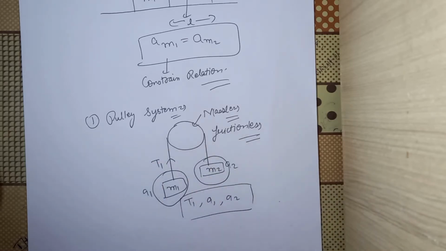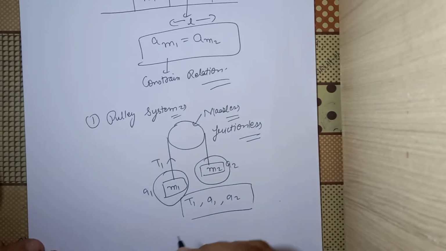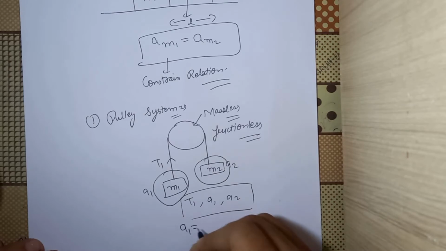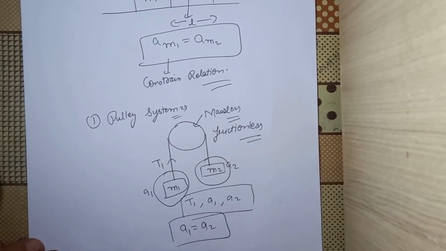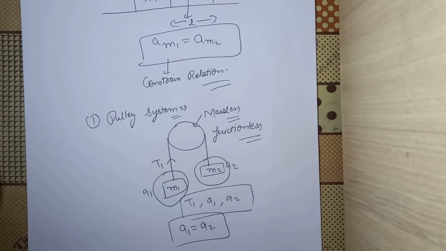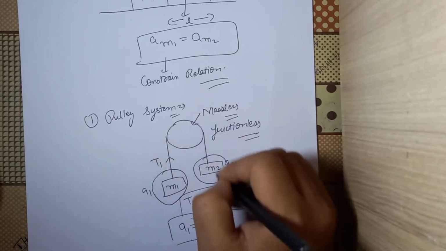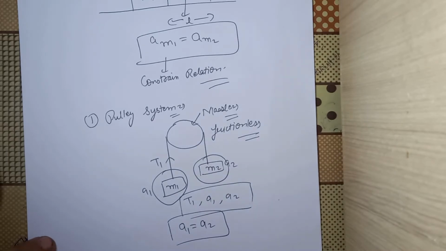So in this very simple system, what is the constraint relation? As we already discussed previously, the constraint relation is that A1 should be equal to A2. Now, when I write A1 equal to A2, you have to note what I'm actually saying. The first thing is, the length of the rope cannot change. The length of this rope cannot change.